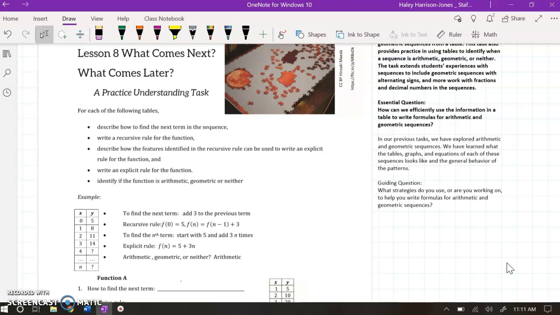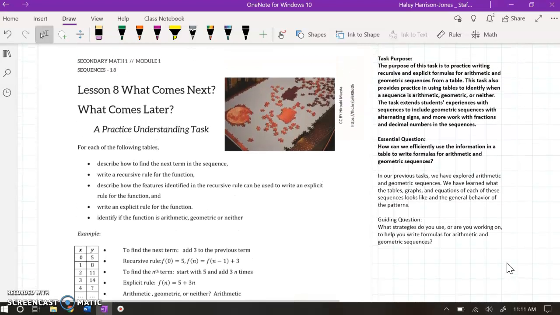arithmetic and geometric sequences? In our previous tasks, we've explored arithmetic and geometric sequences. We have learned what the tables, graphs, and equations of each of these sequences look like and the general behavior of the pattern. While working on this task, ask yourself, what strategies do you use or are you working on to help write formulas for arithmetic and geometric sequences?